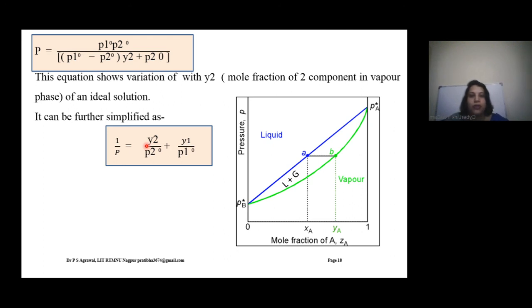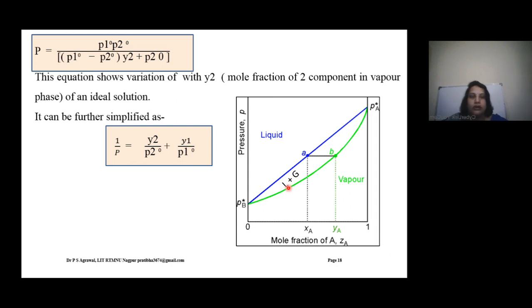Now this is the graph between pressure and mole fraction. See, this is for pair B, this is for pair A. In between, this is liquid, this is vapor. In between, both liquid and gas exist.